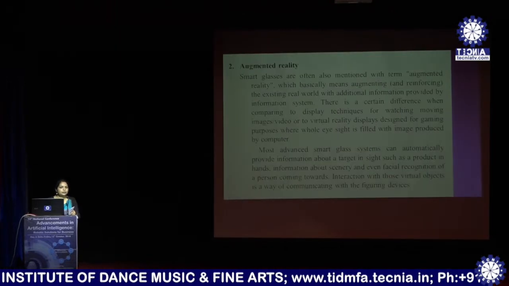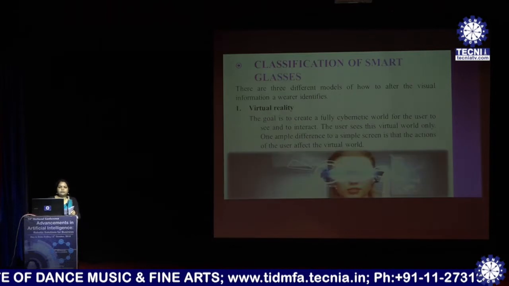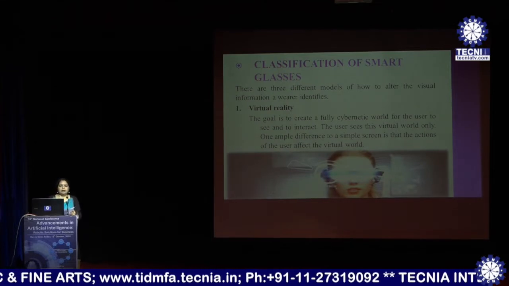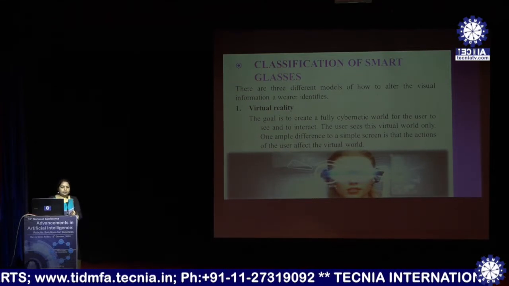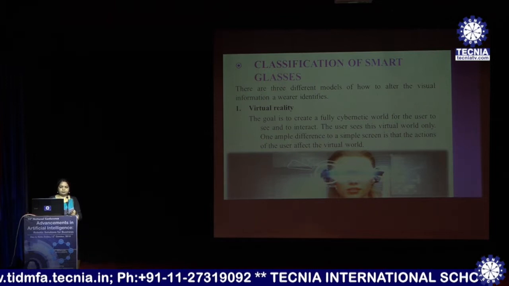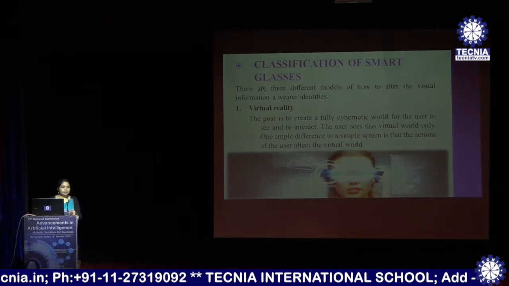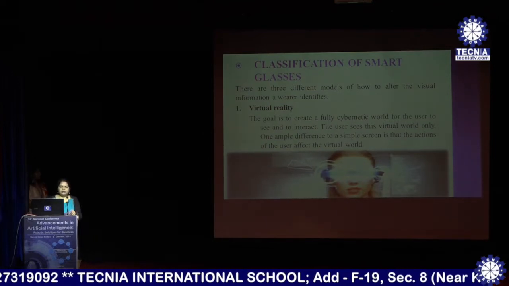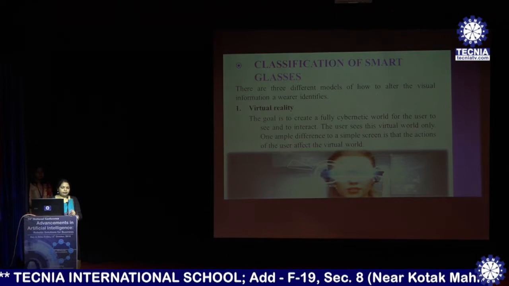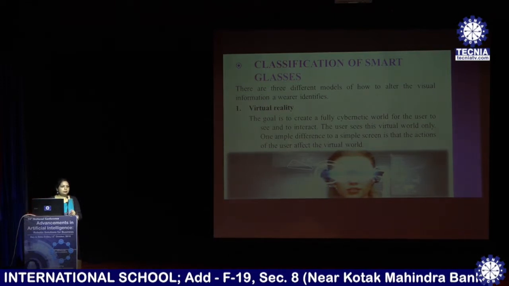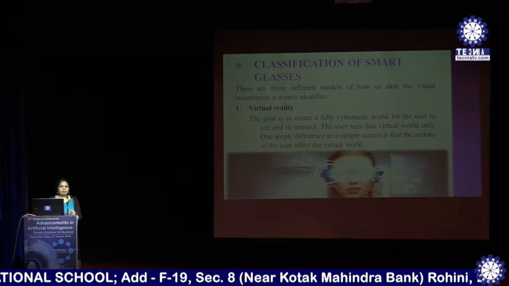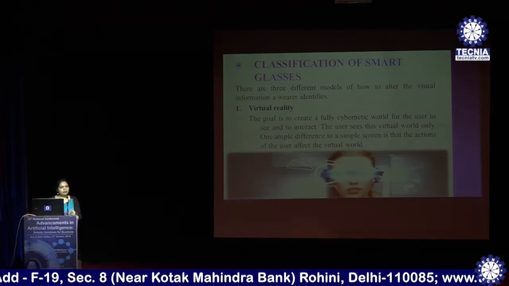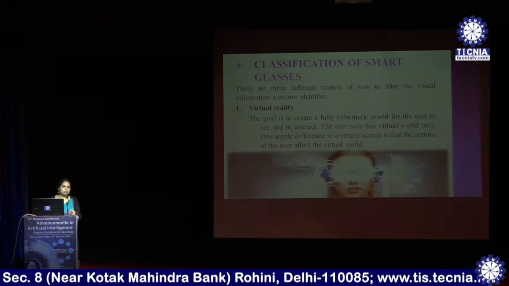Then the classification of smart glasses. There are three different models which can alter how a wearer perceives visual information. The first one is virtual reality. The goal is to create a cybernetic world for the user to see and to interact with. The user sees the virtual world only, and the main difference from a simple screen is that the actions of the user affect the virtual world.